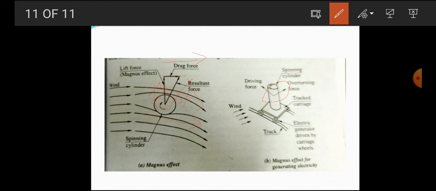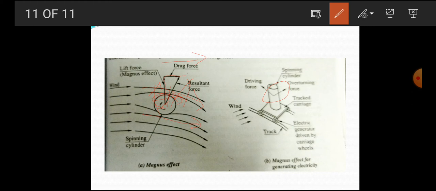Magnus effect rotors consist of spinning cylinders. When a stationary horizontal cylinder is rotated about its axis in a crosswind, it will experience a lift force. The effect is equally applicable to vertical cylinders being rotated about their axis in a crosswind. This effect is called the Magnus effect. It will experience a force perpendicular to its axis, at 90 degrees, which will cause it to move in a direction essentially perpendicular to that of the wind.